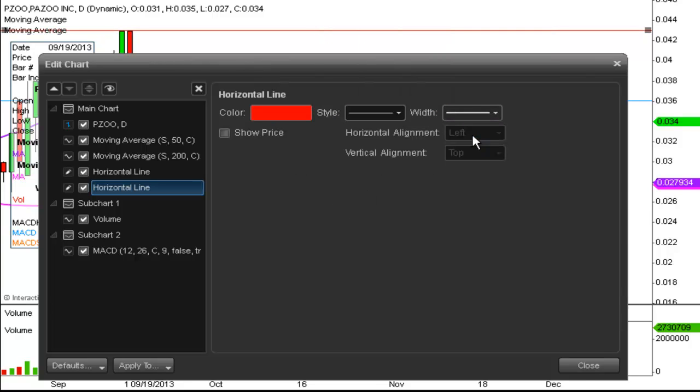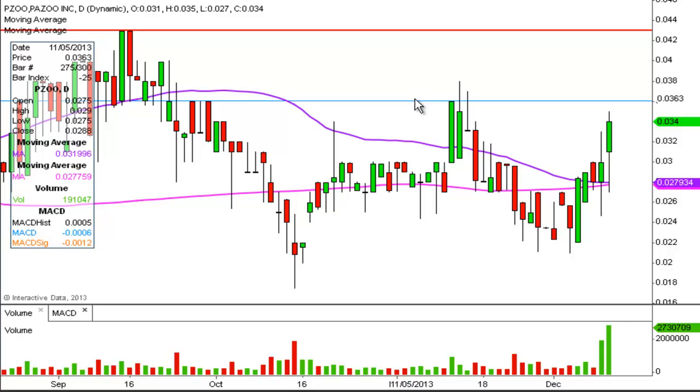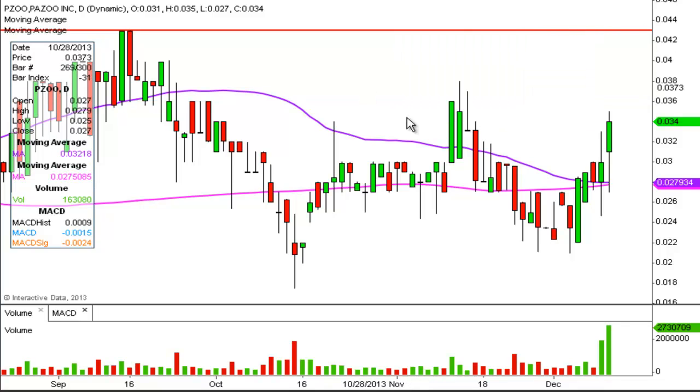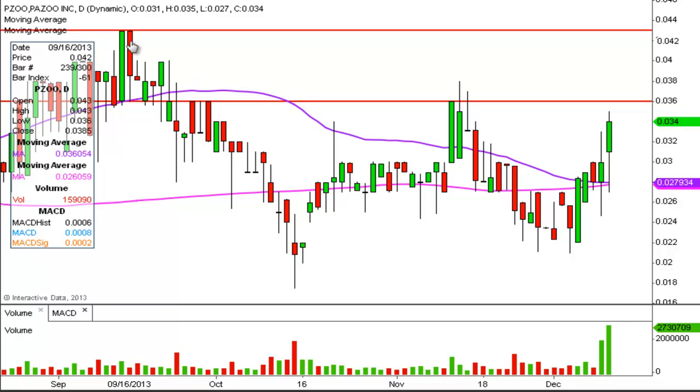So I'll just change this here to red for resistance. And I'll just make this a little quicker here. So again, 0.036 and 0.043 are going to be your key areas of resistance. And if the price gets up here and closes above it, I'm sure I'll be back to update the chart at that point in time. But one step at a time. First, it's got to get up here and get through 0.036, which leads into my next point very well.